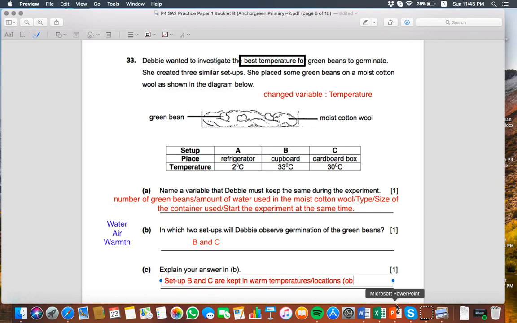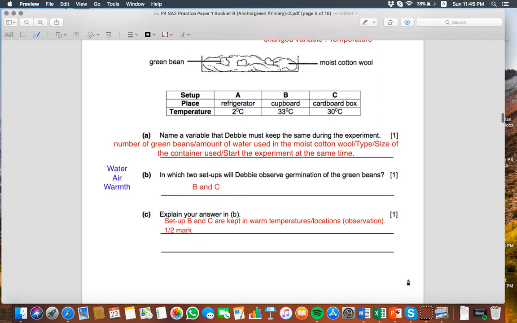Okay, so this is your observation from the table. And this would be half a mark. The other half mark would be what seeds need for germination. You have to state the science concept here.